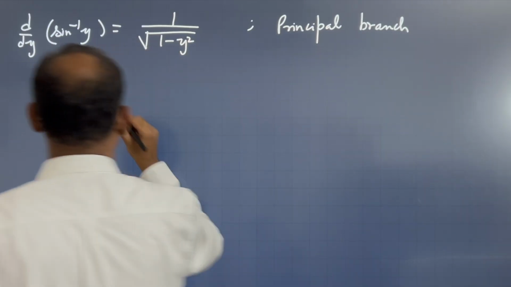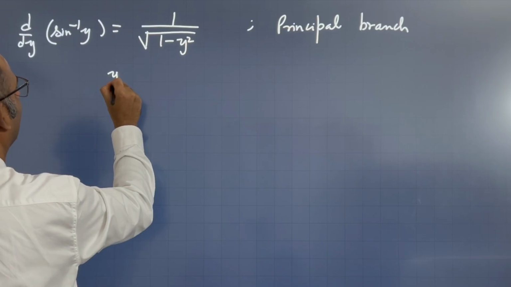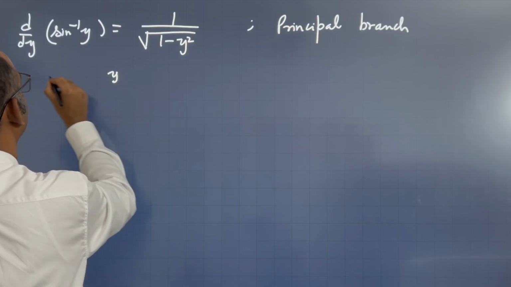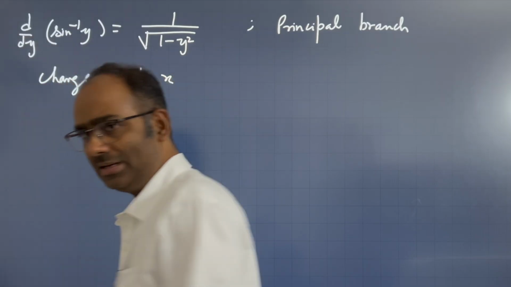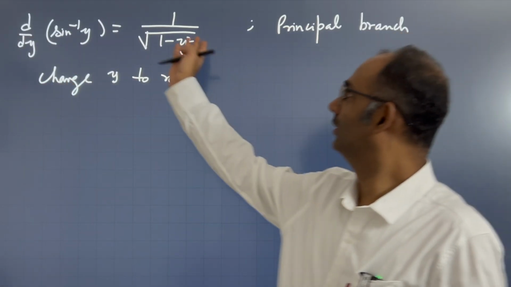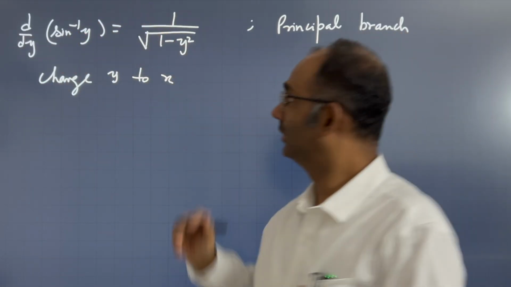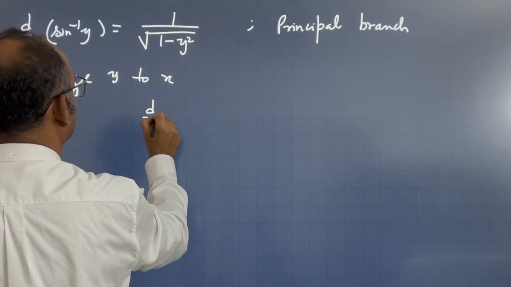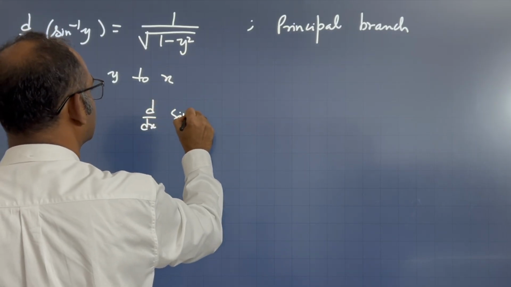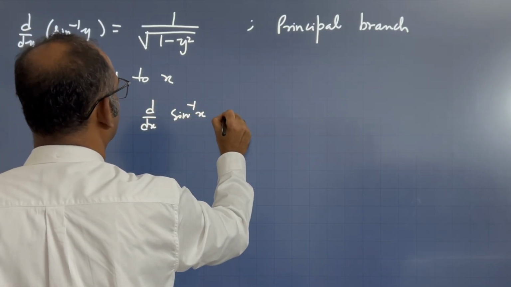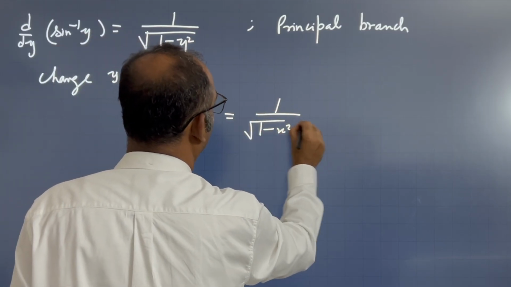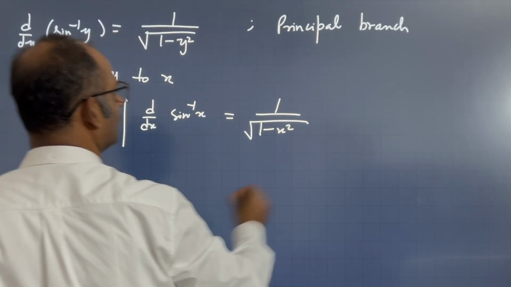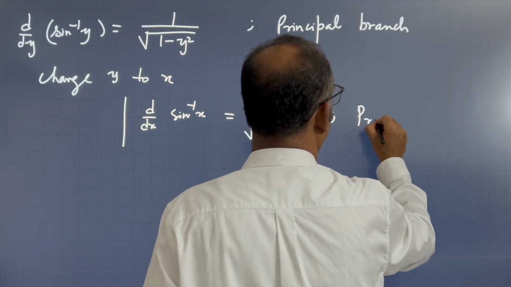So now let's change the variables. Instead of calling it y, let's call it x. Okay? So I will just change the names. So d over dx of sine inverse of x is equal to 1 over the square root of 1 minus x square, for the principal branch.